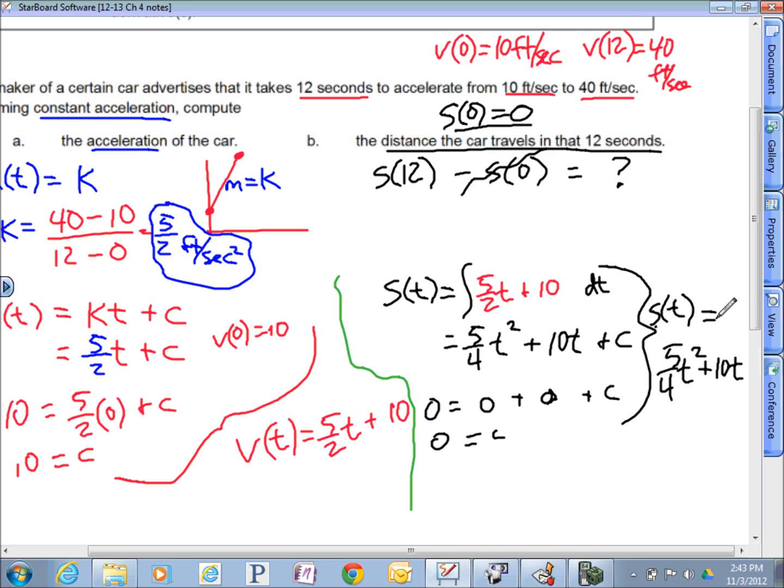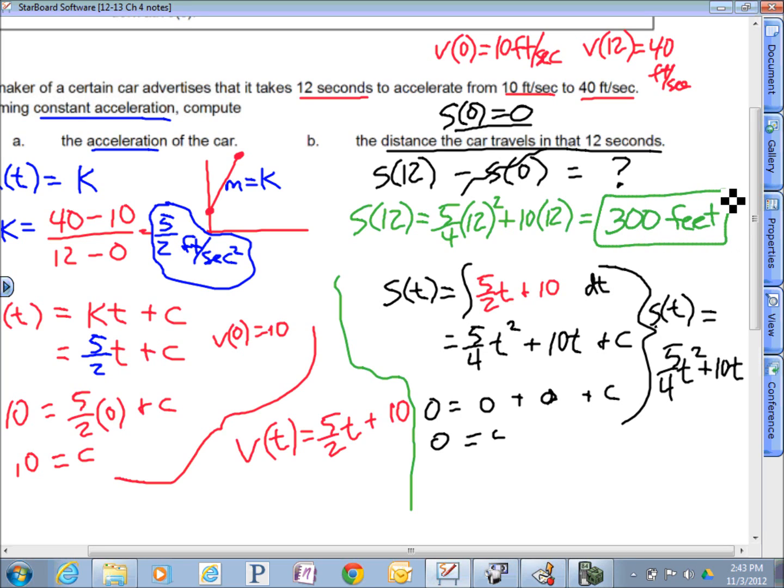So if I want to find S of 12, like I was asked to in the beginning of this problem, S of 12 would be 5/4 of 12 squared plus 10 times 12. See, 12 squared is 144. 1/4 of that is 36. Times 5 is 180. 10 times 12 is 120. Add those two things together. In 12 seconds, that thing covers 300 feet.